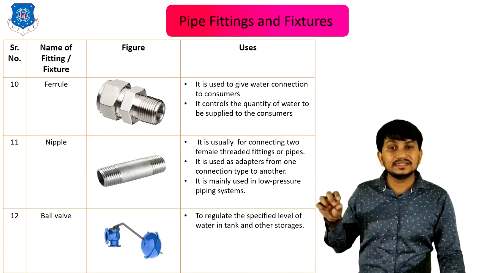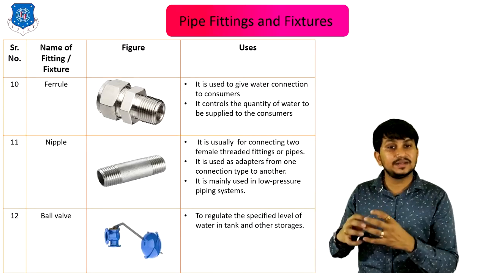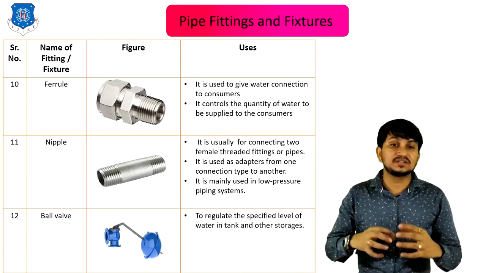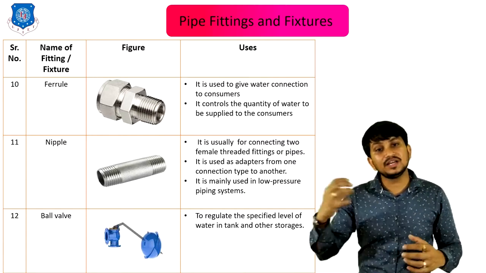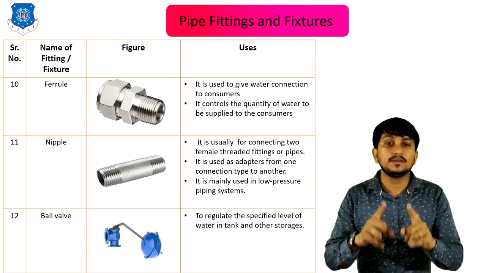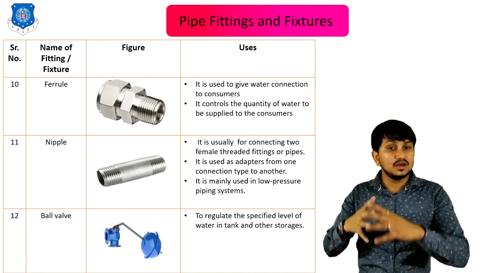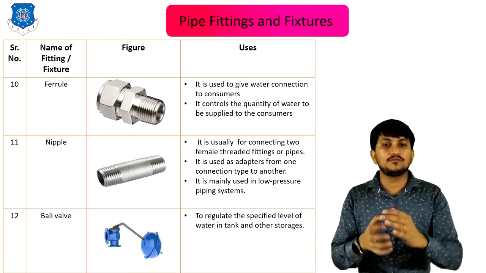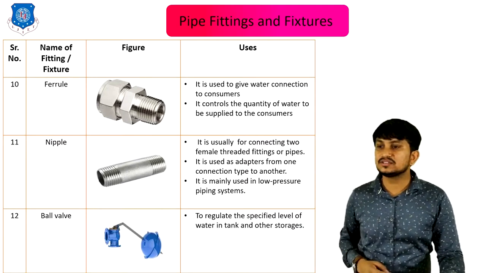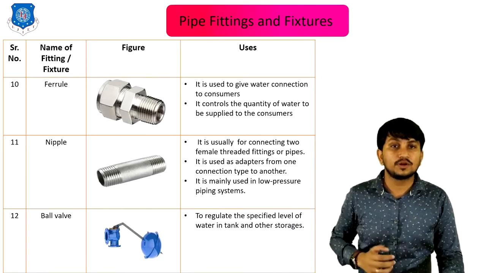Next is nipple. It is usually for connecting two female threaded fittings or pipes. It is used as adapters from one connection type to another connection type. It is mainly used in low pressure piping systems. 12th is ball valve. It is used to regulate the specified level of water in tank and other storages. This is called as ball valve. It is generally used in overhead storage water tanks.